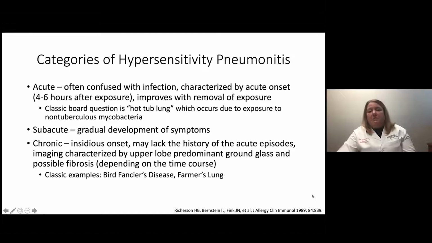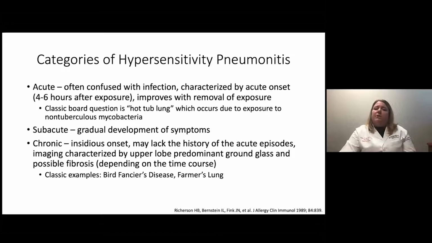So acute hypersensitivity pneumonitis is most commonly confused with infection, and it happens pretty quickly. Often the symptoms will start about 4 to 6 hours after the exposure, and will improve with removal of the exposure over the next 24 to 48 hours. People will usually present with fever, cough, and they can have infiltrates in their chest x-ray that can look like an atypical infection.